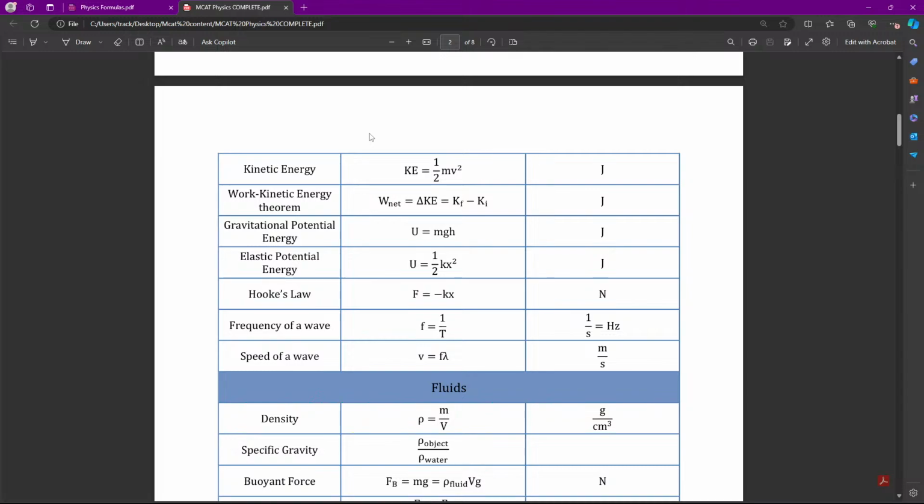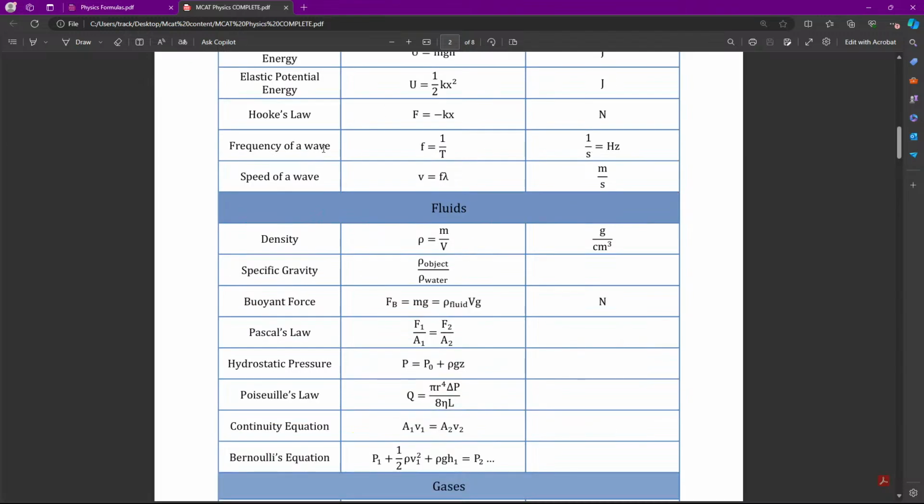Frequency is 1 over T, where T is equal to 1 over f. Speed of a wave is equal to frequency times wavelength. So many problems of those were done this last semester. Because frequency is in hertz and wavelength is in meters, that's how you get speed. Density is equal to mass divided by volume, can be kilograms per meter cubed. Specific gravity is density of object over water. Buoyancy force is mass times gravity, which is equal to density times volume times gravity.